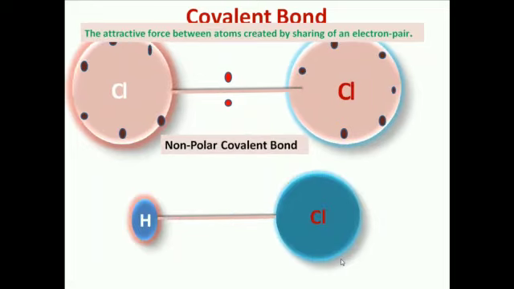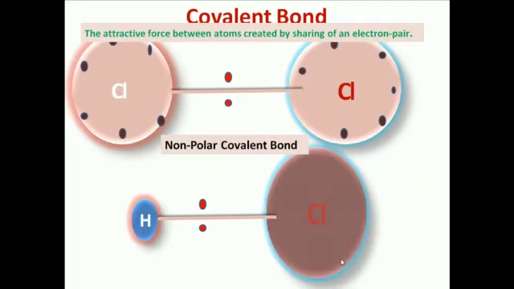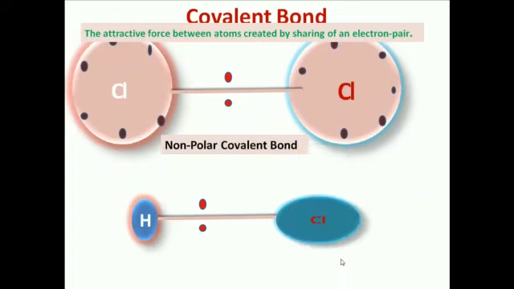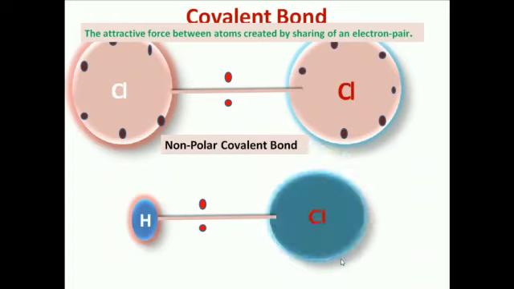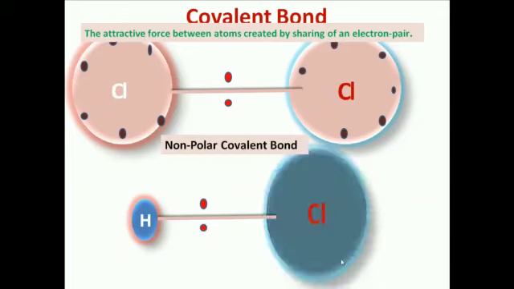Consider an example of hydrogen and chlorine, that is the formation of hydrogen chloride. In the formation of hydrogen chloride, 1 electron of hydrogen and 1 electron of chlorine are shared between the two atoms, meaning there is a formation of a covalent bond. But what happens here? Due to the higher electronegativity of chlorine, the shared electron pair is slightly shifted towards the chlorine. So here chlorine develops a partial negative charge.